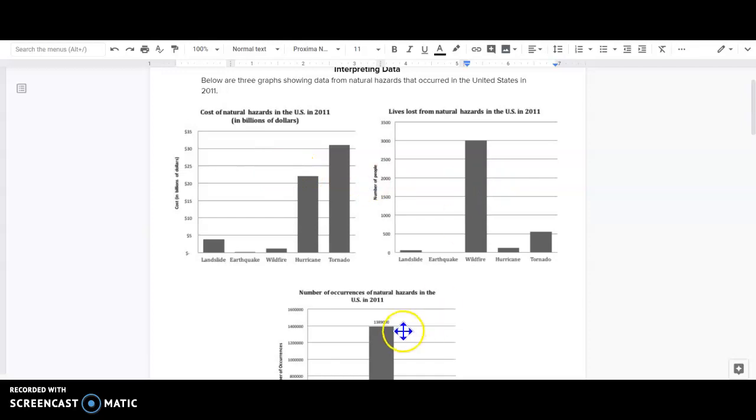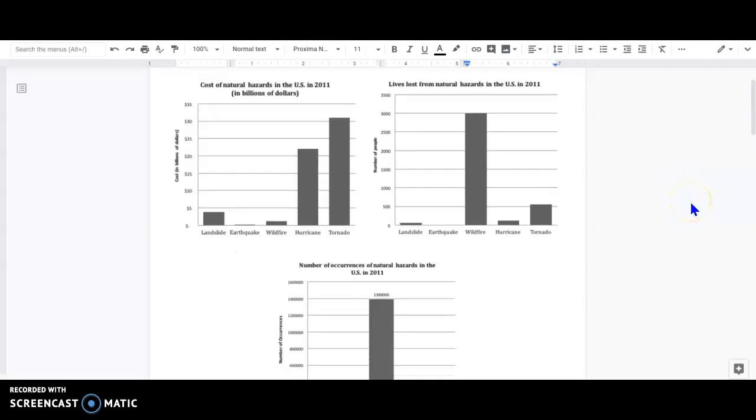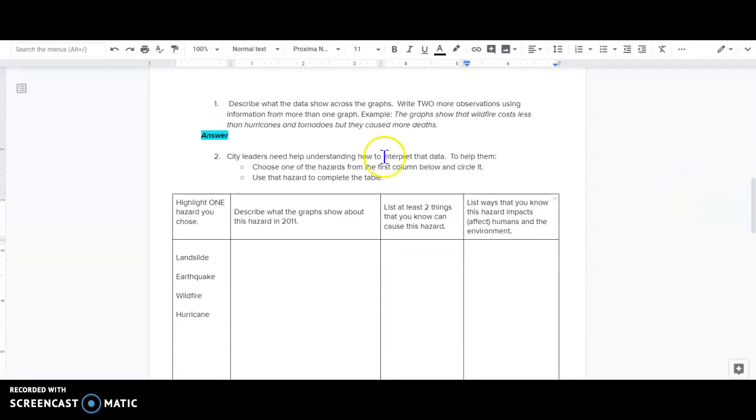So you've got 3 separate graphs here and 5 different natural disasters on the bottom. Each graph shows you information on every single given natural disaster. Now here, number 1, it says describe what the data shows across the graph. Write 2 observations using information from more than one graph.